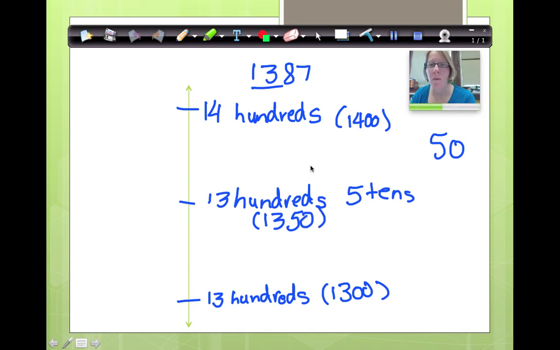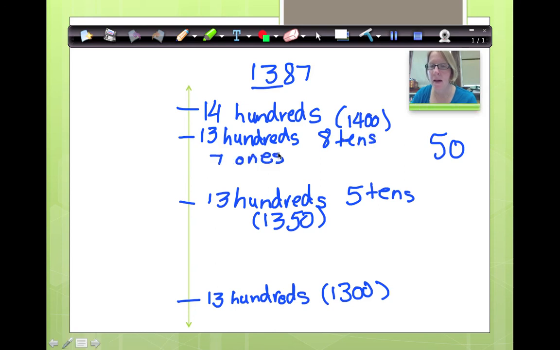Okay, but where does 1387 fall? Well, is it more than 1350? Yes. It's not real close to 1400, but it's pretty close. So I'm going to put this right here. I'm going to put 1300s. Now, how many tens do we have? 8 tens and 7 ones. Right here. And that number is 1387.